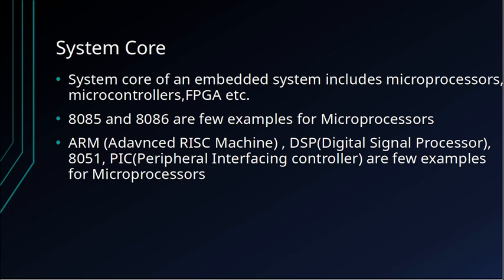System core of an embedded system includes microprocessor, microcontrollers, FPGA, where FPGA is known as Field Programmable Gate Array. 8085, 8086 are few examples for the microprocessor, where 8085 and 8086 are the Intel company microprocessors. ARM Advanced RISC Machine, DSP Digital Signal Processor, 8051, PIC Peripheral Interfacing Controller are the few examples for the microcontrollers.